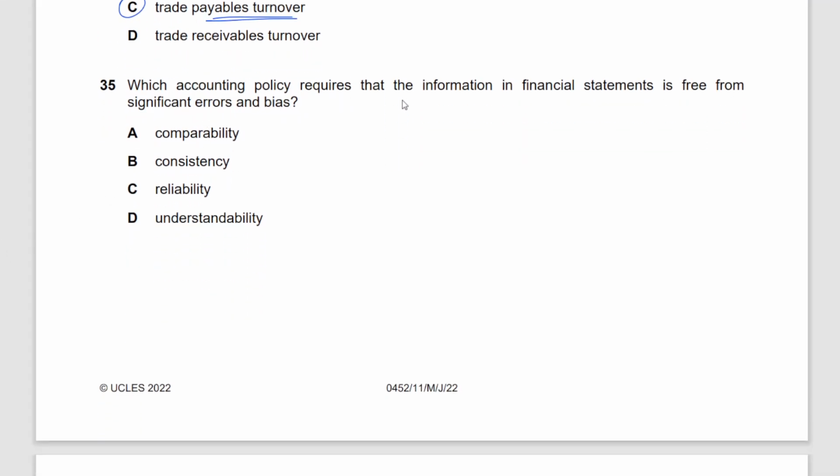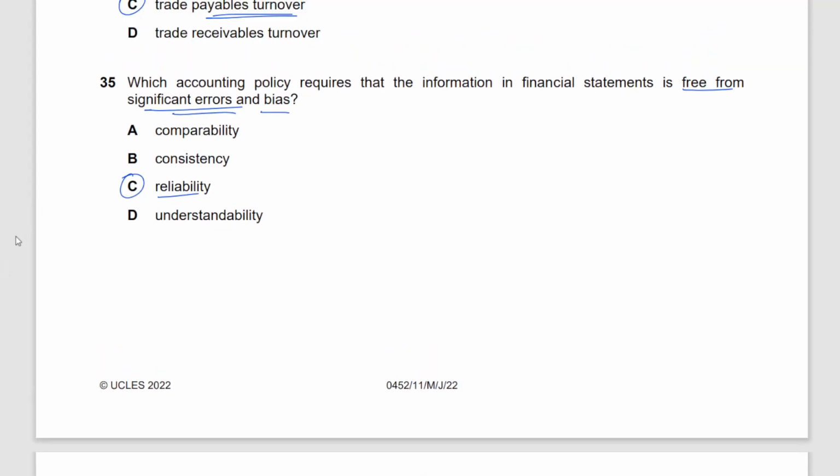Which accounting policy requires that the information in financial statements is free from significant errors? And that is reliability. If it is free from errors, people will rely on it, right? Reliability means you have this sort of a trust in the financial statements that they're free from errors and bias, opinions, subjectivity. That's it for this paper.